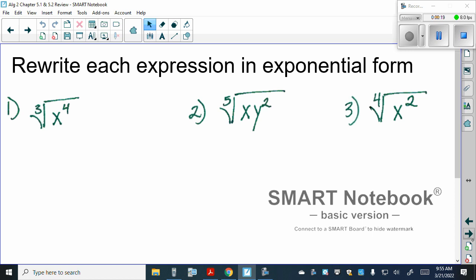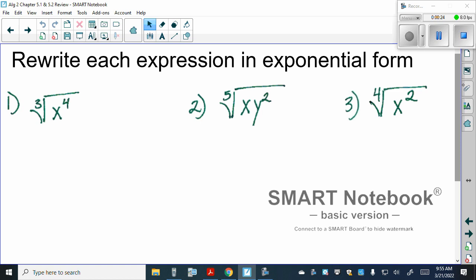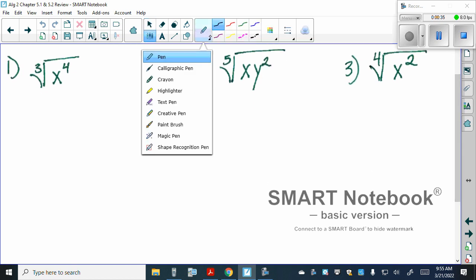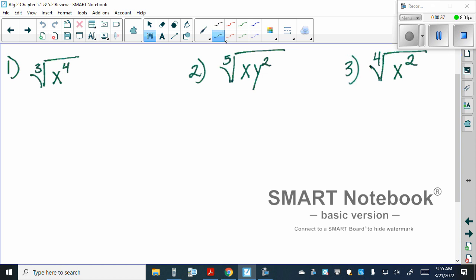Now, the first thing we actually covered in Chapter 5 is rewriting these radicals in exponential form, as a rational exponent. The general form for any of these is the nth root of a to the x is equal to a to the x over n. So we can rewrite any radical as a fractional exponent in this way.